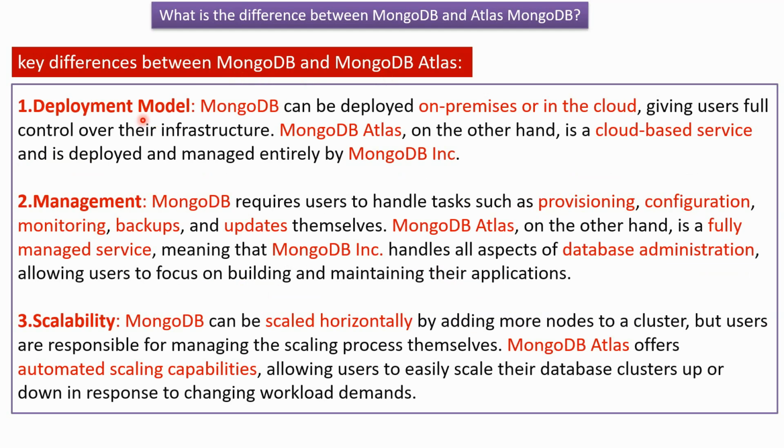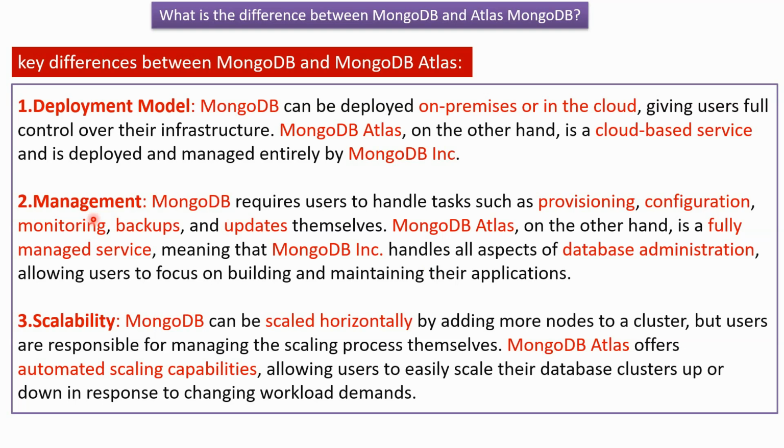First one is the deployment model. MongoDB can be deployed on premises or in the cloud, which gives users full control over their infrastructure. MongoDB Atlas, on the other hand, is a cloud-based service and it is deployed and managed entirely by MongoDB Inc.